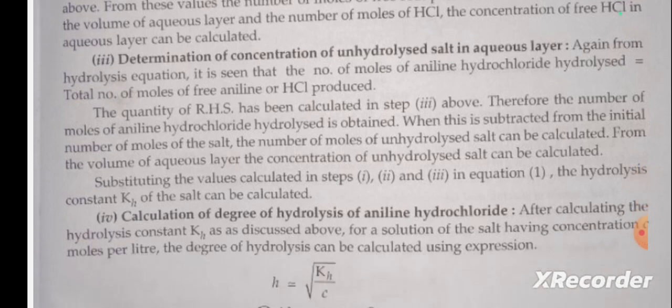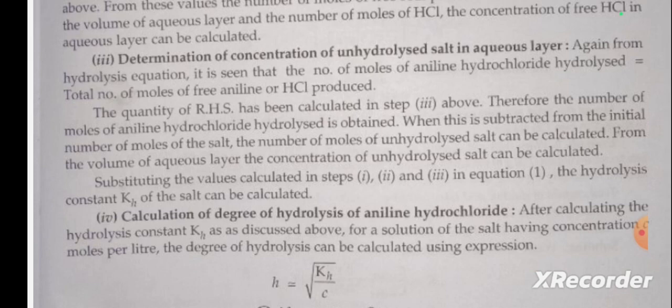Determination of the concentration of unhydrolyzed salt in the aqueous layer. Again, from the hydrolysis equation, the number of moles of aniline hydrochloride hydrolyzed equals the total number of moles of free aniline or HCl produced. This quantity was calculated in step 3 above. Therefore, the number of moles of aniline hydrochloride hydrolyzed is obtained. When this is subtracted from the initial number of moles of the salt, the number of moles of unhydrolyzed salt can be calculated. From the volume of the aqueous layer, the concentration of unhydrolyzed salt can be calculated.